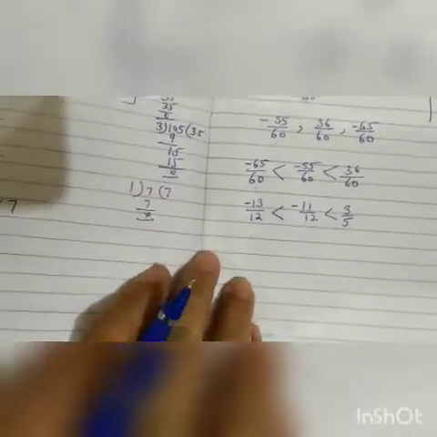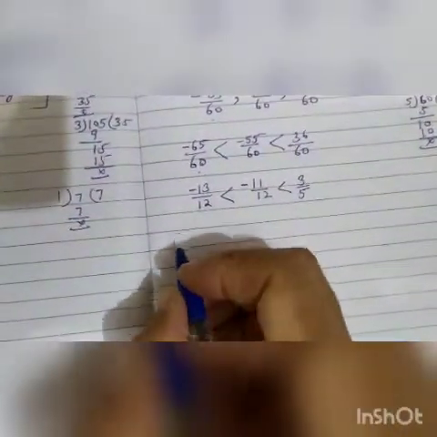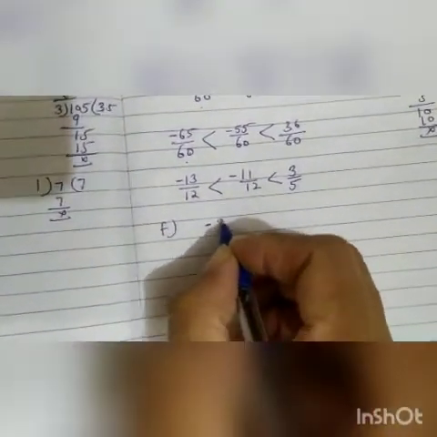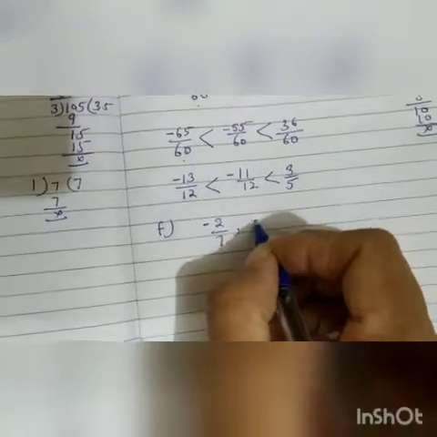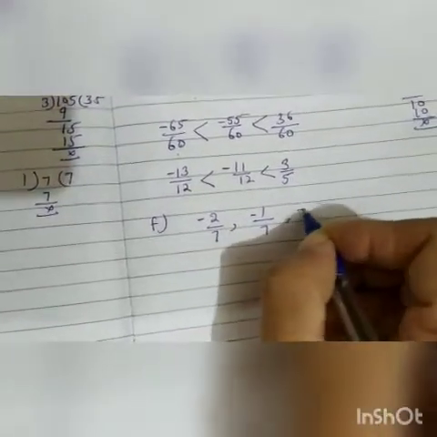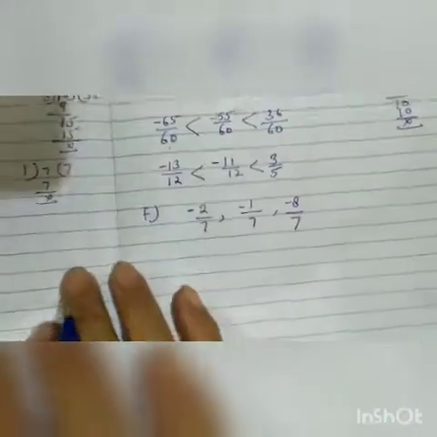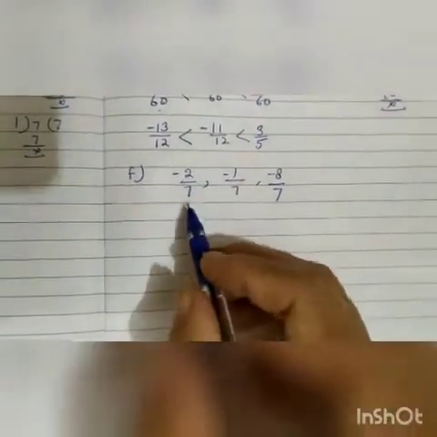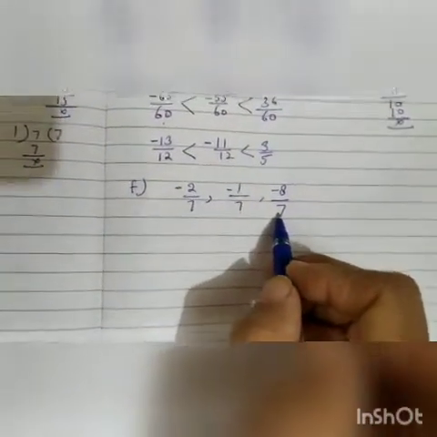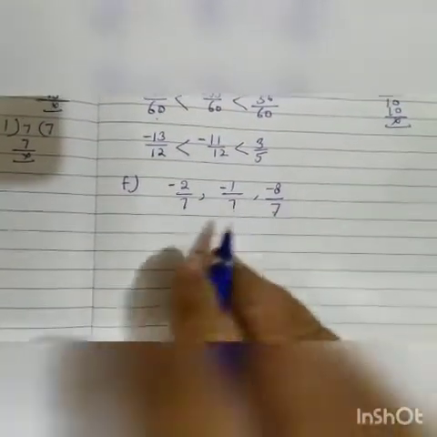Now last part, F. F is minus 2 upon 7, then minus 1 upon 7, minus 8 upon 7. Students, see here all three denominators are same, so no need to find the LCM.